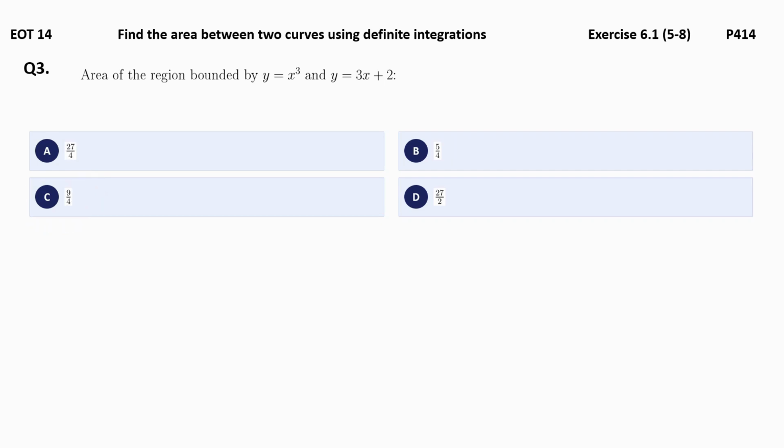Let's try out question number 3. First, as usual, let's equate x cube, which is equal to 3x plus 2. As I suggested, it is better to transpose everything to one direction. So you get x power 3 minus 3x minus 2 is equal to 0. You can use the mode function so that you will be receiving your x values as -1 and +2.